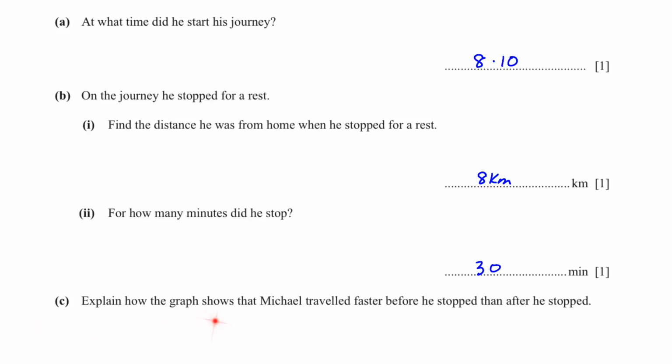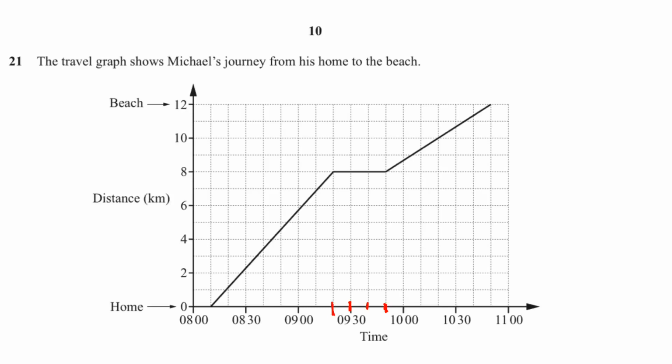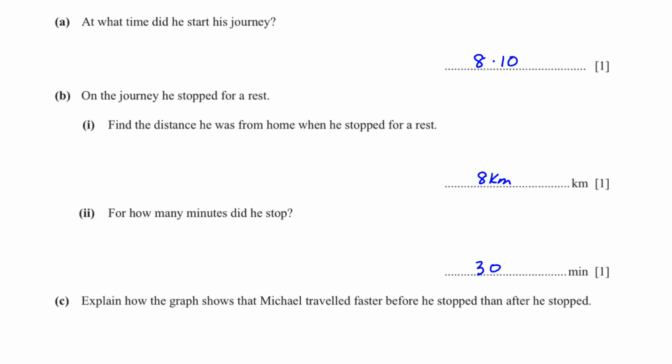Part C. Explain how the graph shows that Michael traveled faster before he stopped than after he stopped. Let's look here. This is the line before he stopped. This is the line after he stopped. When you travel faster, your line is steeper. So the answer is the line is steeper. I hope you know what steeper means. See, you have two lines. This is one line and this is one line. The steeper one is this line. Okay.